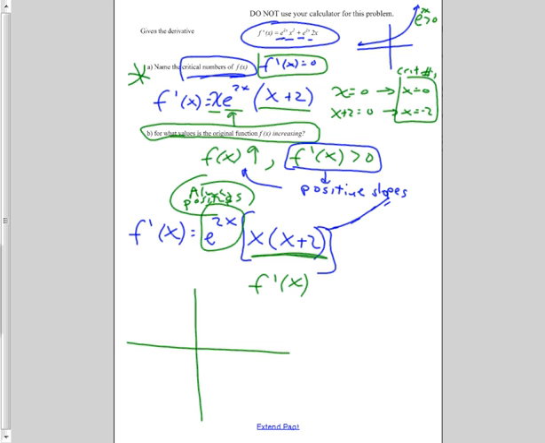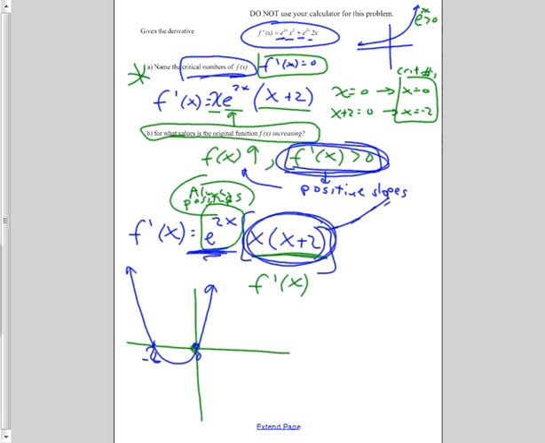f prime of x, we know that it's going to have zeros at x equals 0 and x equals negative 2. And we know that it's a quadratic with a leading coefficient that's positive, so it's going to look something like this. So right now, all I'm graphing is this piece right here, because all I'm looking for is when is my derivative function positive. And I can ignore this piece here because that's always positive. So the only thing that's going to affect positive or negative is this right-hand piece.